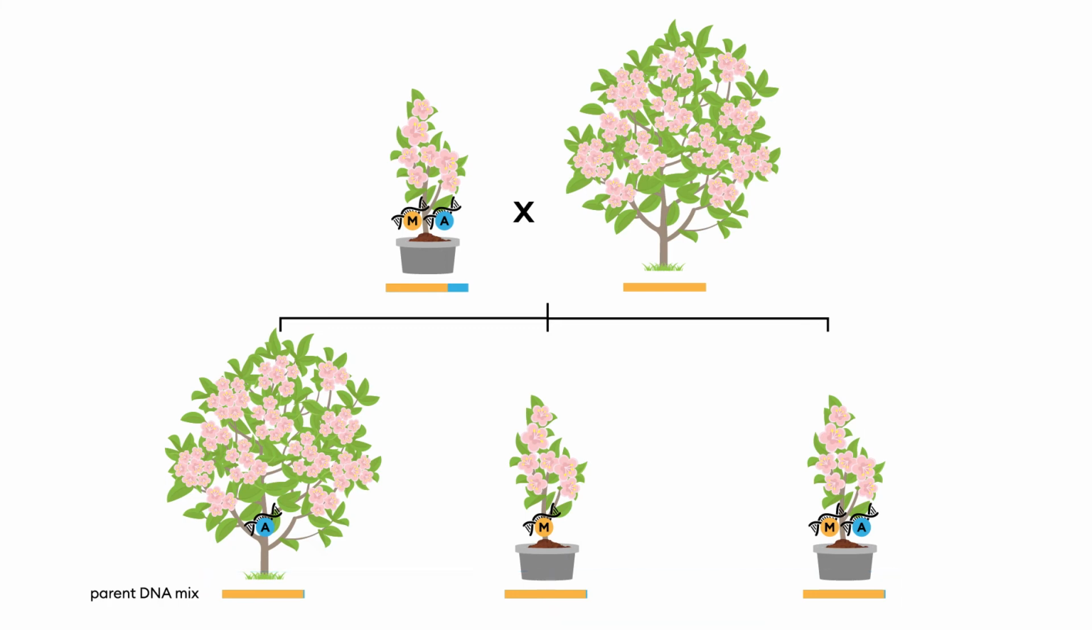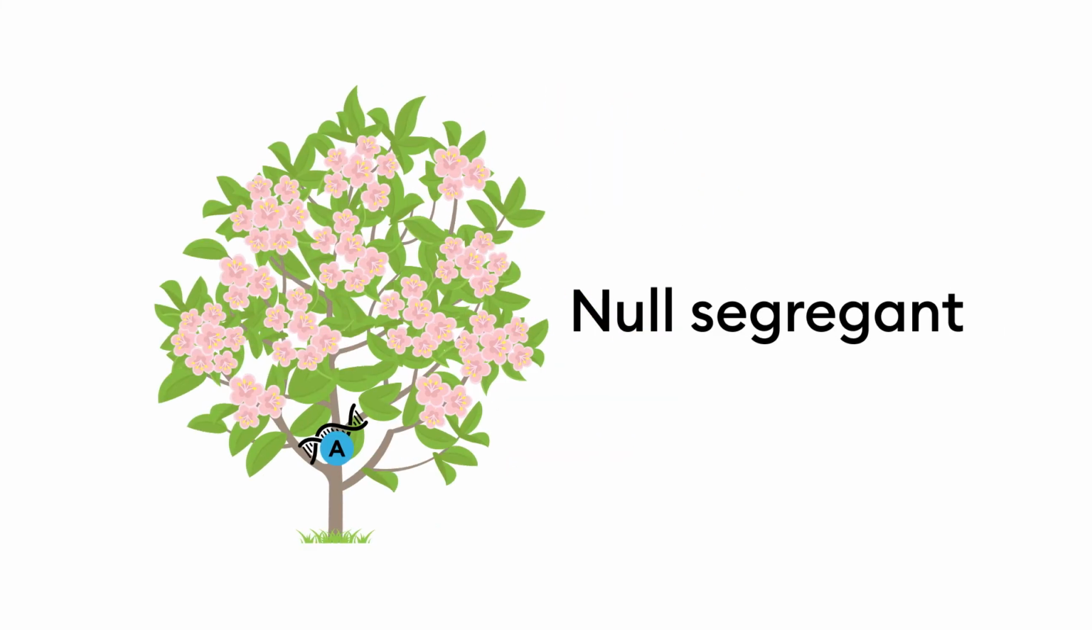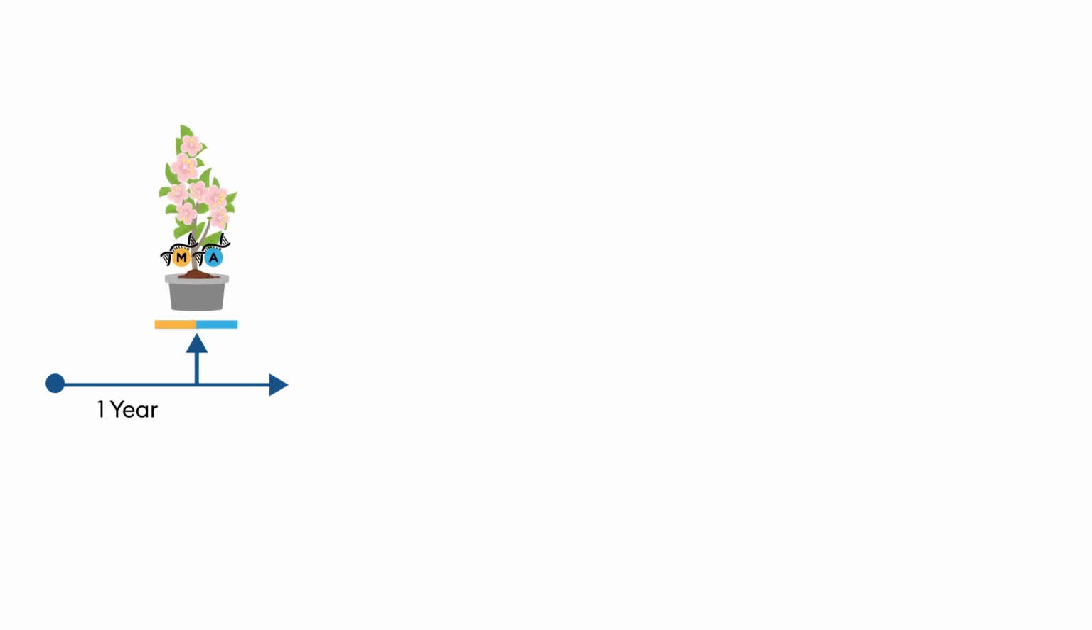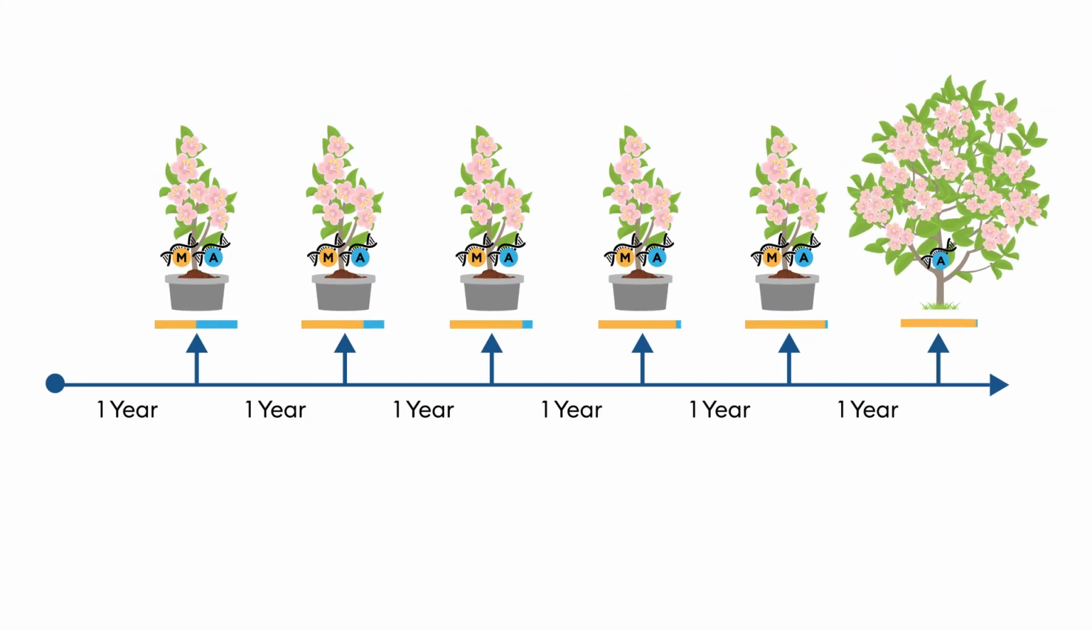From this generation, we select only offspring that have gene A but not the modified flowering gene for further development. These are called null segregants. By speeding up flowering through gene modification, we can produce a new or better variety in much less time.